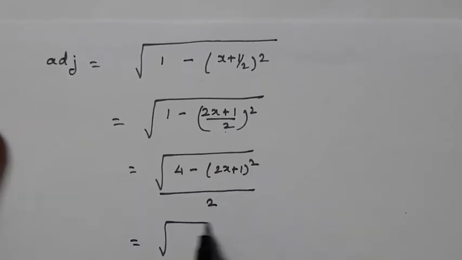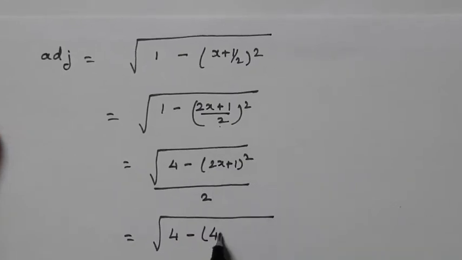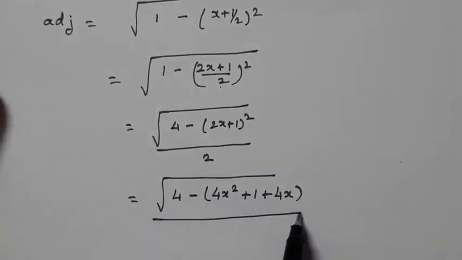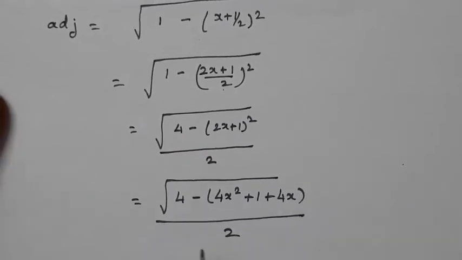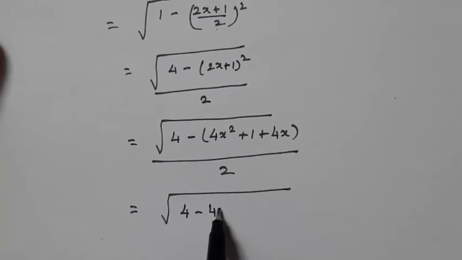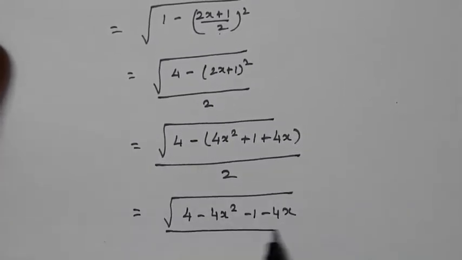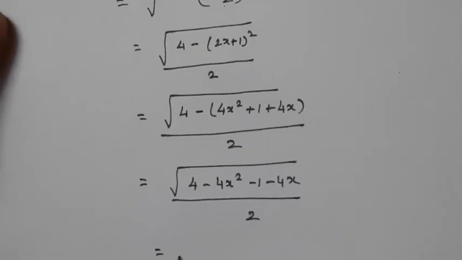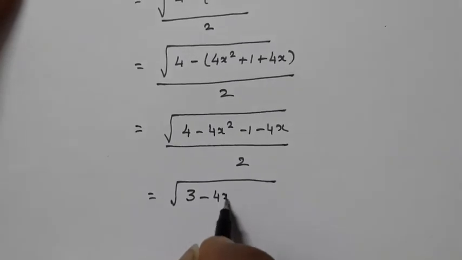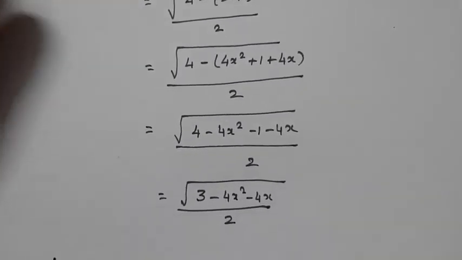Then simplify the term inside the root. 4 minus, expand this, that is 4x squared plus 1 plus 4x, divided by 2. Then square root of 4 minus 4x squared minus 1 minus 4x, okay, divided by 2. That is equal to square root of 4 minus 1 is 3, 3 minus 4x squared minus 4x, divided by 2. This is our adjacent side, okay.